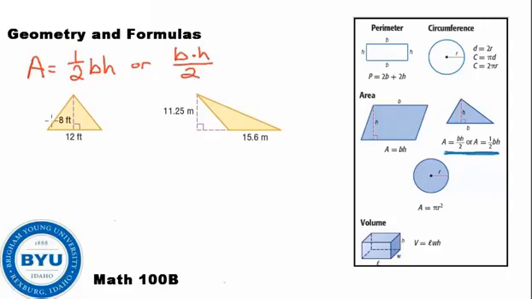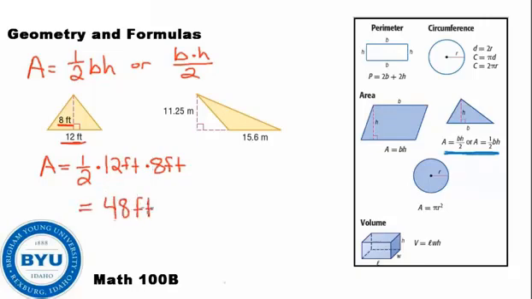When you're doing that, you just need to identify again the base and the height and put it into the formula. So in this one, the base is 12 and the height is 8, so area equals 1/2 times the base, which was 12 feet, times the height, which is 8 feet. And so 1/2 times 12 is 6. 6 times 8 is 48. We get 48 square feet.